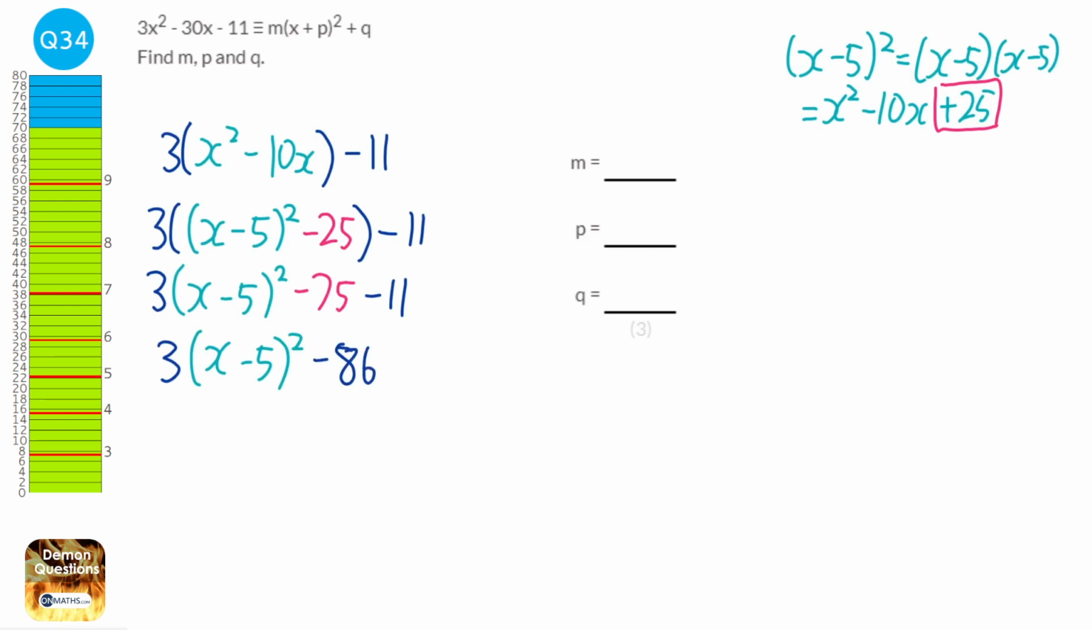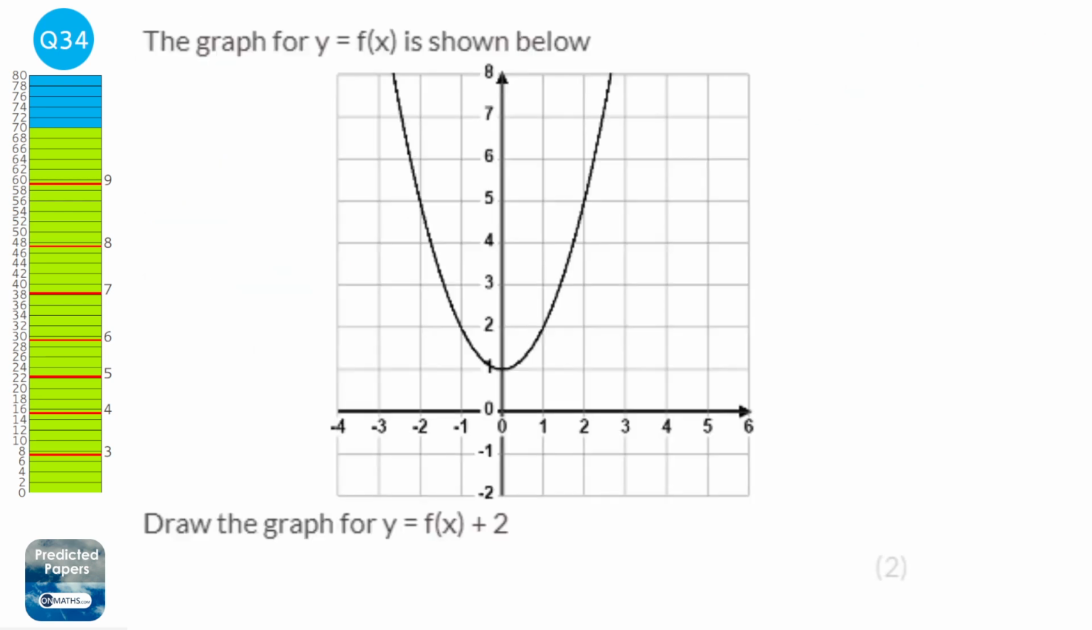Now the m part is going to be 3. The p part inside the bracket is going to be minus 5. And the q part is going to be minus 86. We have a plus 2 on the outside of a function, which means that the y coordinates will all just shift up 2 places.